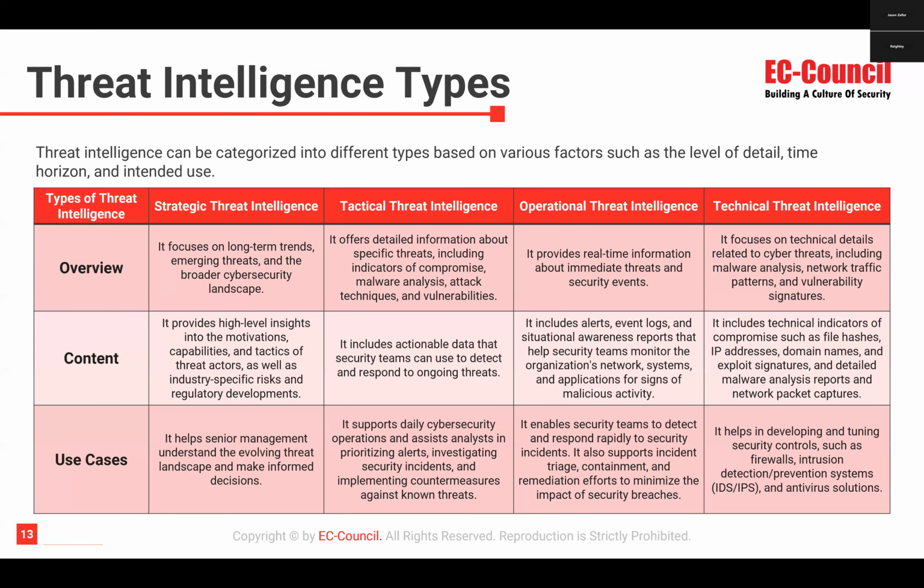So different types of threat intelligence. Again, you'll have things like strategic threat intelligence, which is often focused on the long-term trends, emerging threats, or broader cybersecurity landscape. The tactical ones are meant to be specific threats or including those indicators of compromise, malware analysis, attack techniques, and vulnerabilities. Your operational threats will be real-time things that come in from immediate threats or security events. And then your technical threat intelligence is focused on the technical details of that. How did they get in? What's the network traffic pattern that they followed and the vulnerability signatures itself?